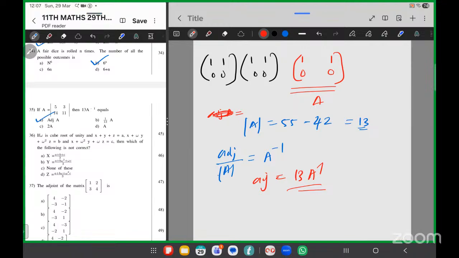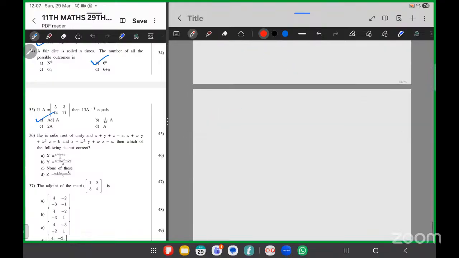36. If omega is the cube root of unity and x plus y plus z is equal to A, x plus omega y plus omega square z equal to B, x plus omega square y plus omega z is equal to c, then which of the following is not correct? Not correct पूछा है.